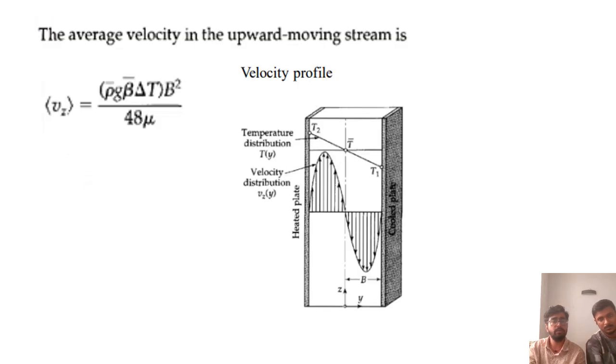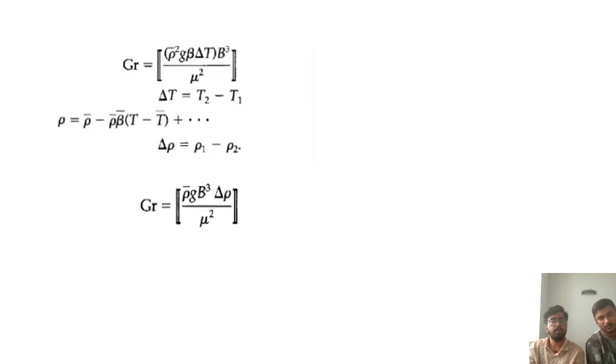Next, we took the dimensionless quantities of velocity and length, and we got the Grashof number. After that, we explained the significance of the Grashof number, that is the ratio of buoyant force to viscous force.